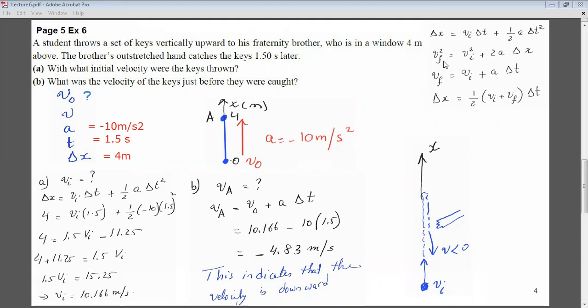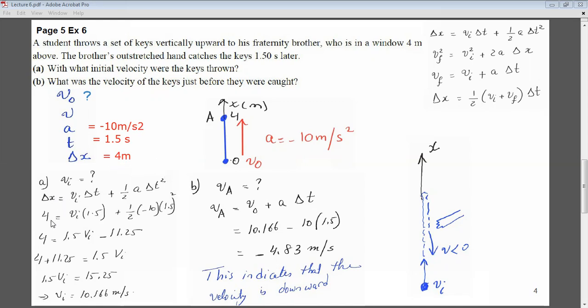I cannot use the second equation because there is no v final. I cannot use the third equation or the fourth equation, because there is no v final. I can use only the first equation. So delta x equals v initial delta t plus half a delta t squared.